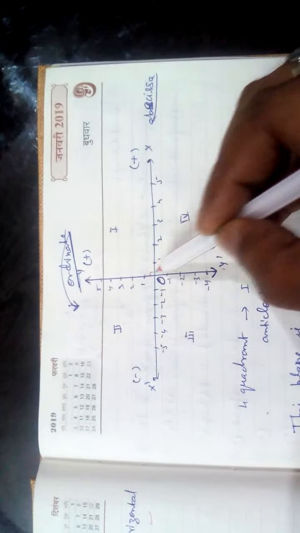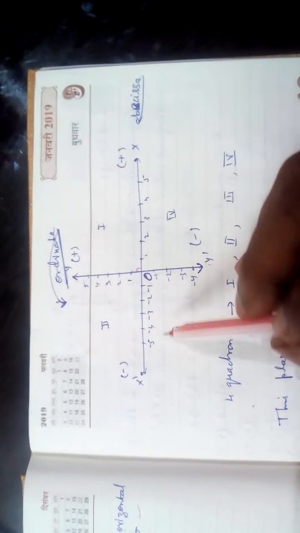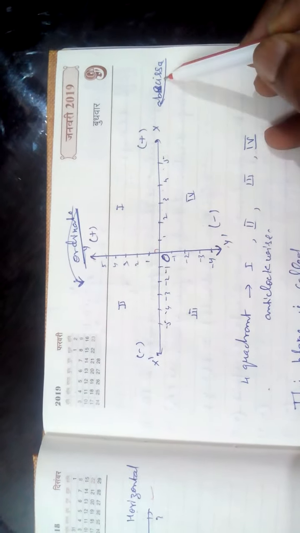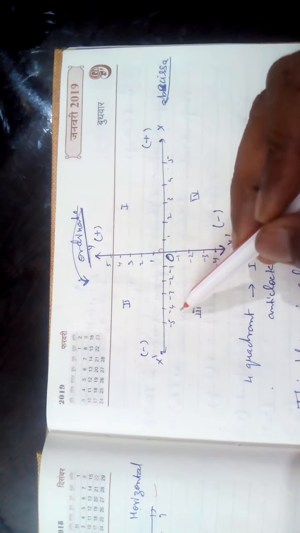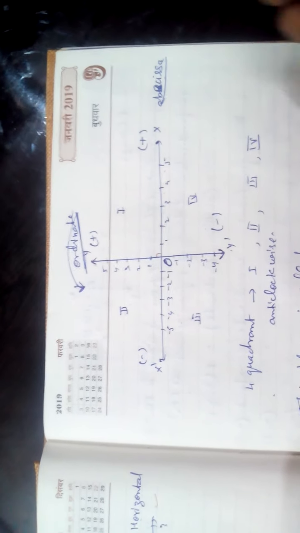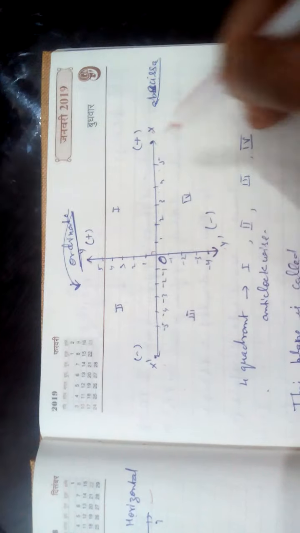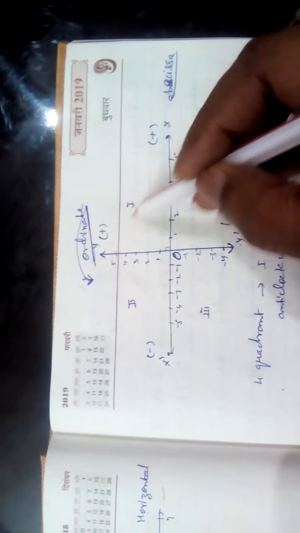You will draw two lines at 90 degrees. It is not necessary that it be 5 on this side and 4 on the other. 1, 2, 3, 4, 5 till infinity, and minus 1, minus 2 till infinity. On the number line you can write only 3 or only 4, it depends on you. So it is called x dash, y dash, abscissa, ordinate. And anti-clockwise it divides into 4 parts.